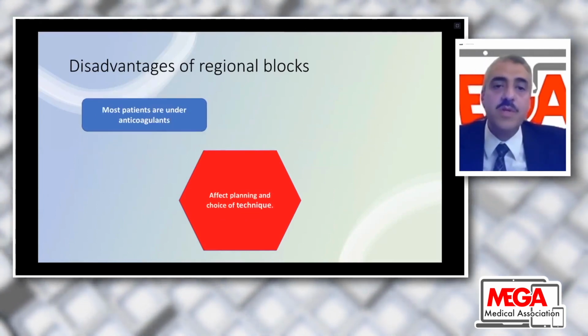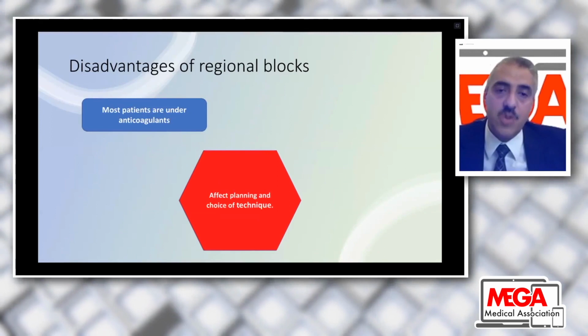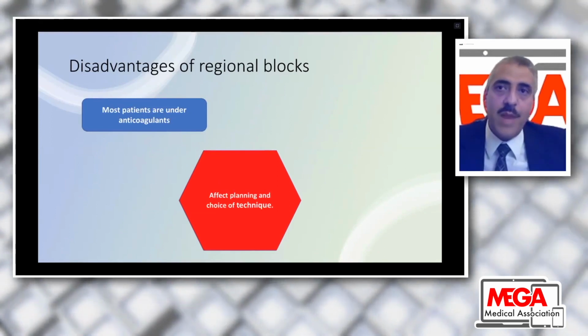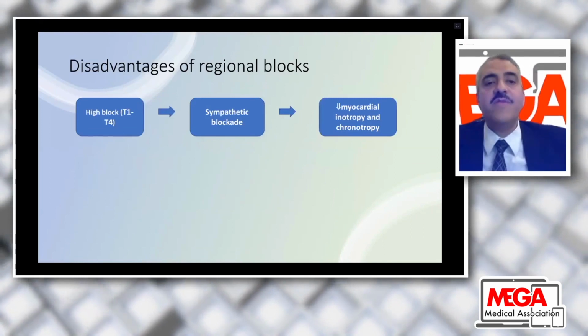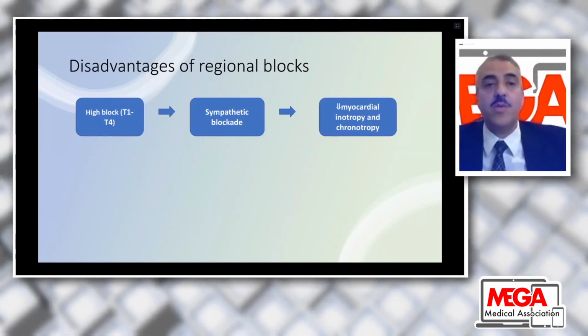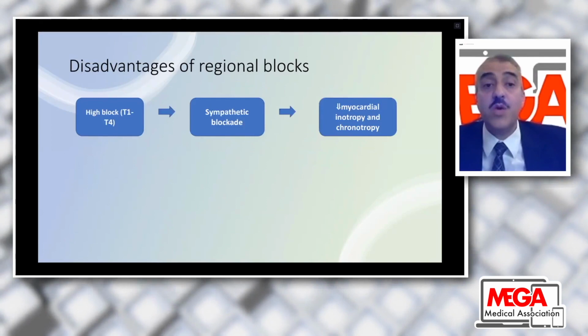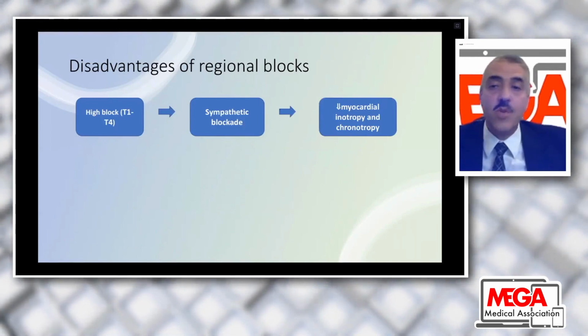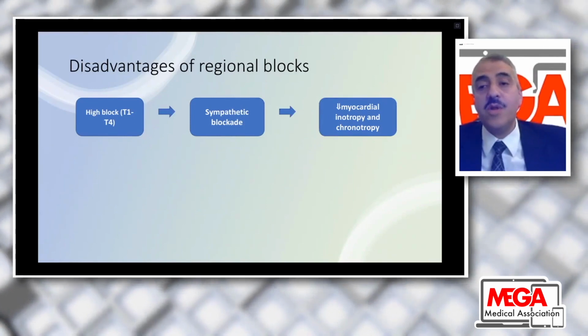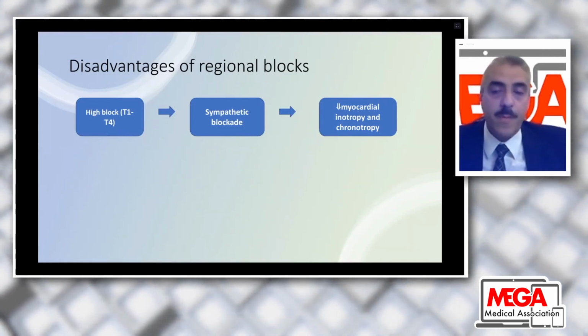Number three is that most of the patients are under anticoagulant, and this, as you know, might disrupt the whole plan of the regional anesthesia. Number four, if the block for spinal or epidural comes high, to T3 or T4, there may be a magnitude of sympathetic blockade, and this will decrease the myocardial inotropy and chronotropy.